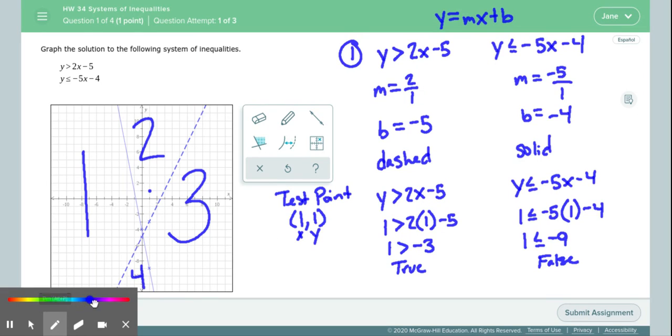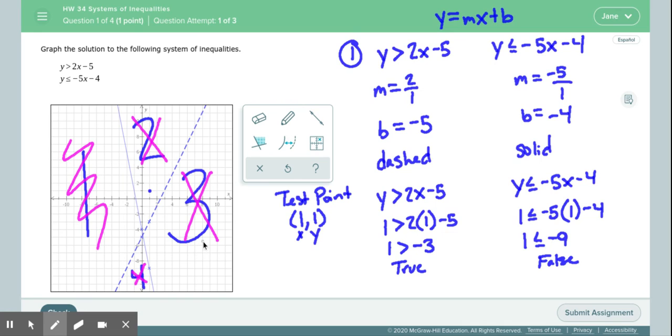All right, so what my first test point is telling me is since (1, 1) is true, and here's my dashed line, here's (1, 1), it means that region 3 and region 4 are not possible regions for our solutions. But for the second inequality, I got a false statement, which means that if I were to plot where (1, 1) is, it would be false. So instead of being in region 2 where this is, by process of elimination, I'm going to be shading over here in region 1.